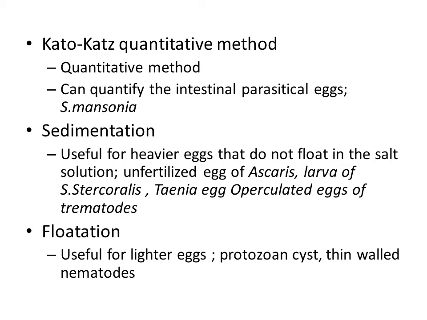The other one is the flotation method. This is useful for light eggs. In some cases, the weight of some parasitic stages is very low, so by using sedimentation we cannot deposit these types of stages. So we go for the flotation technique. Examples are protozoan cysts and thin-shelled nematodes.